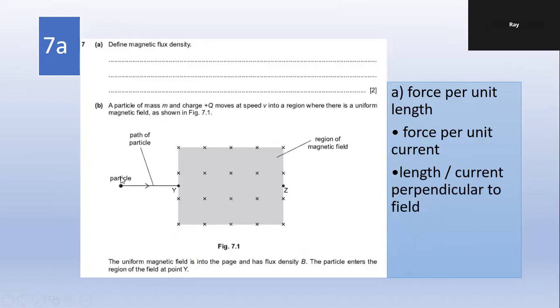Okay, a particle, that's your particle, of mass M and charge Q, positive charge, moves at speed v into a region of uniform magnetic field. There's a region of uniform magnetic field. The uniform magnetic field is into the page and has a flux density B. The particle enters the region of field at Y. That's where it enters, at Y.